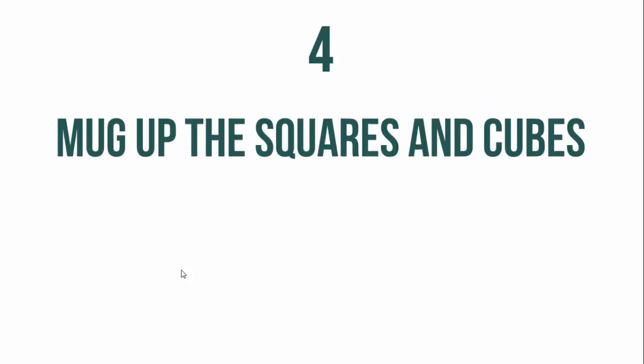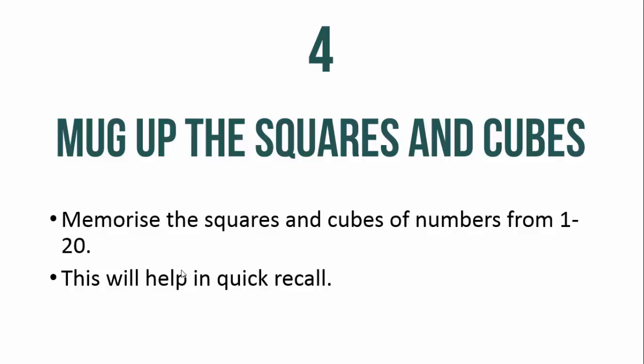Fourth, mug up all the squares and cubes of all the natural numbers. This will help you in recalling the squares and cubes quickly. So when you see a series of numbers, you can easily know whether it's a square or a cube.